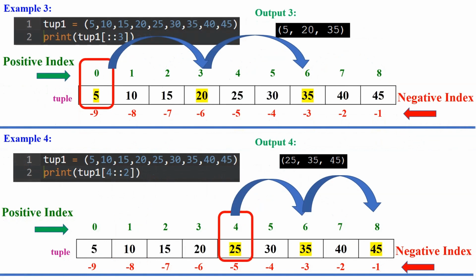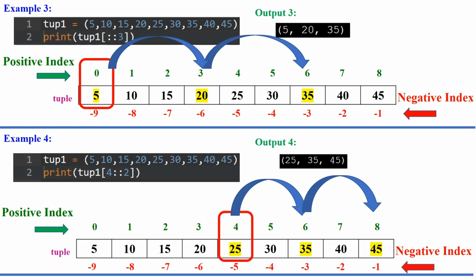Example 3. In this example, we use tuple slicing with a step of 3 to extract elements from the beginning to the end of the tuple. Now, look at the picture. The slice ::3 includes elements starting from index 0 and up to the end of the tuple in steps of 3. Hence, the resulting slice is printed as a tuple containing the element 5 at index 0, element 20 at index 3, and element 35 at index 6. You can check the output on the console.